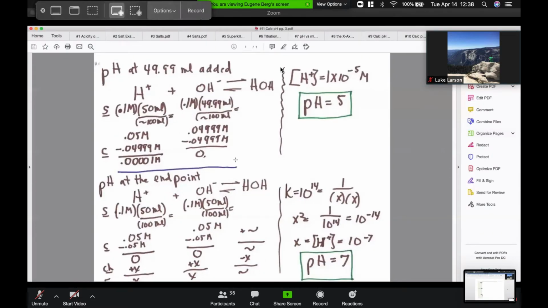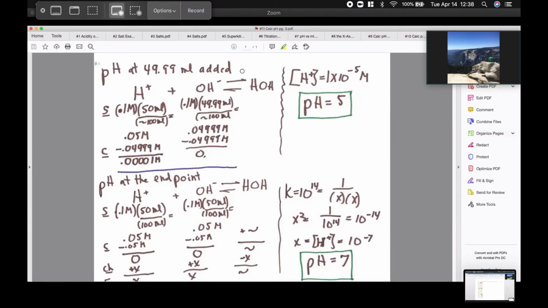I'm still checking to go to the endpoint. So now we're going to add, not quite there, 49.99 milliliters. Okay, you can almost guess how it's going to go out, but let me go through the mathematics with you.